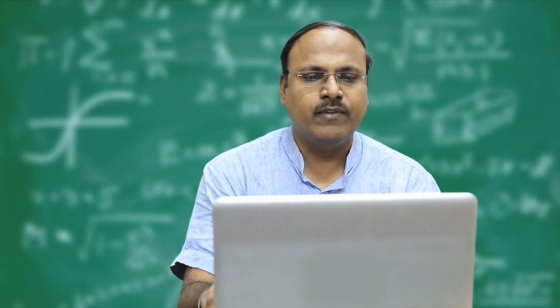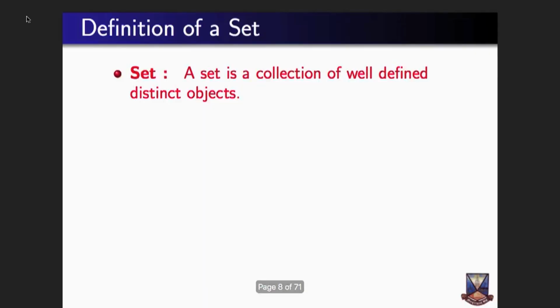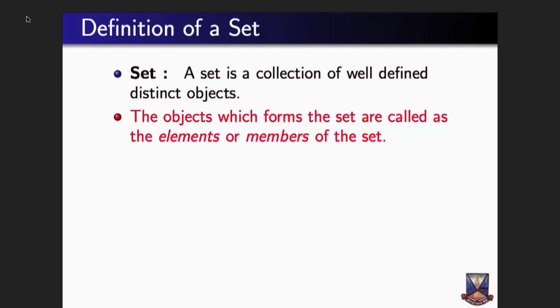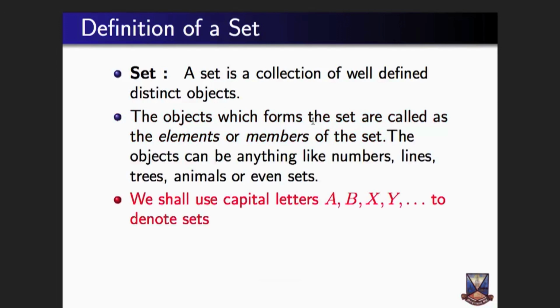Let us recall the definition of a set. A set is a collection of well defined distinct objects. The objects which form the set are called elements or members of the set. The objects can be anything like numbers, lines, trees, animals or even sets themselves.